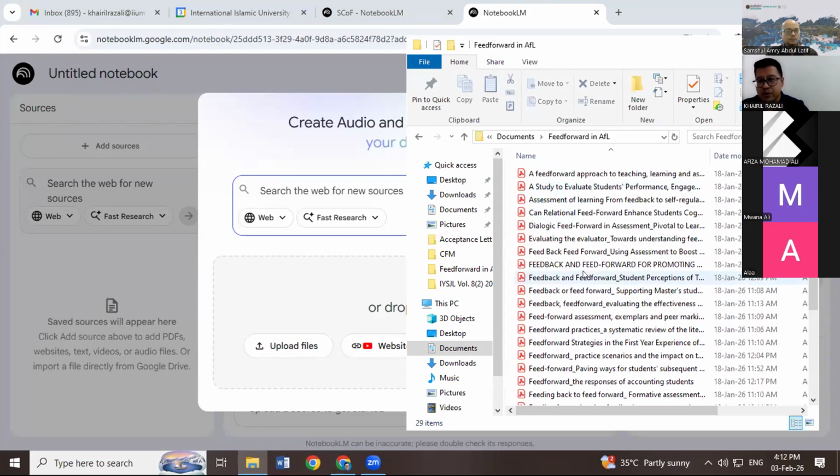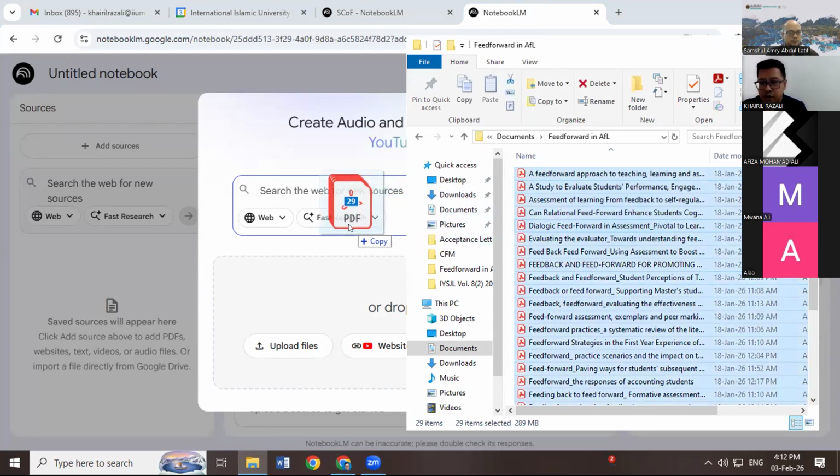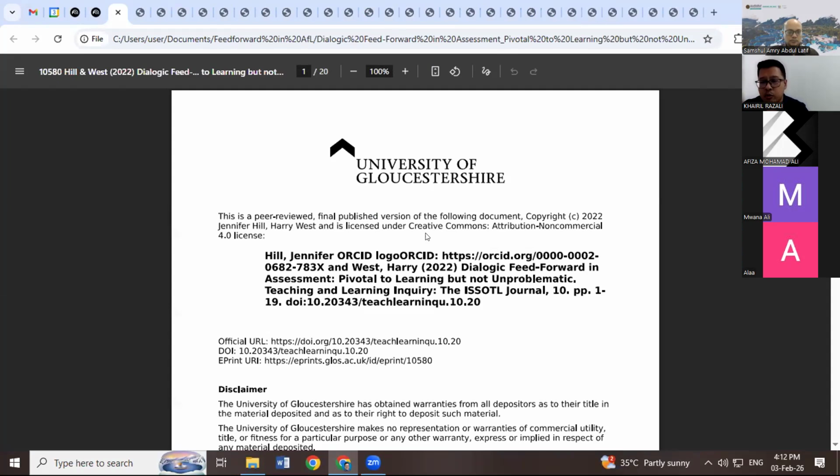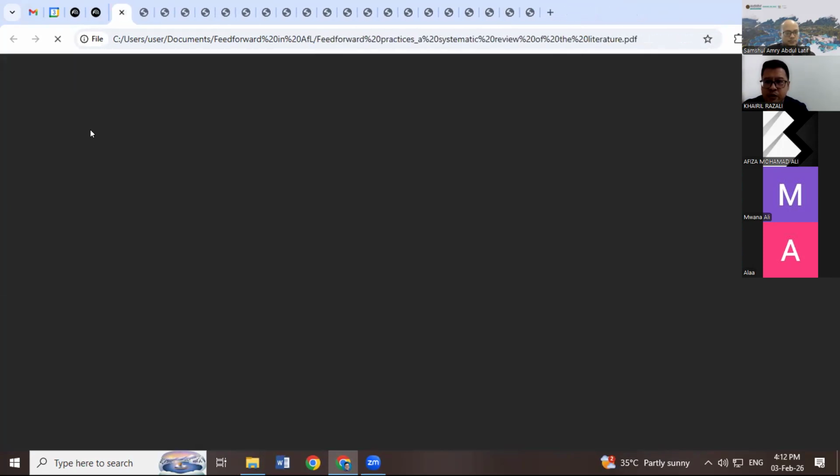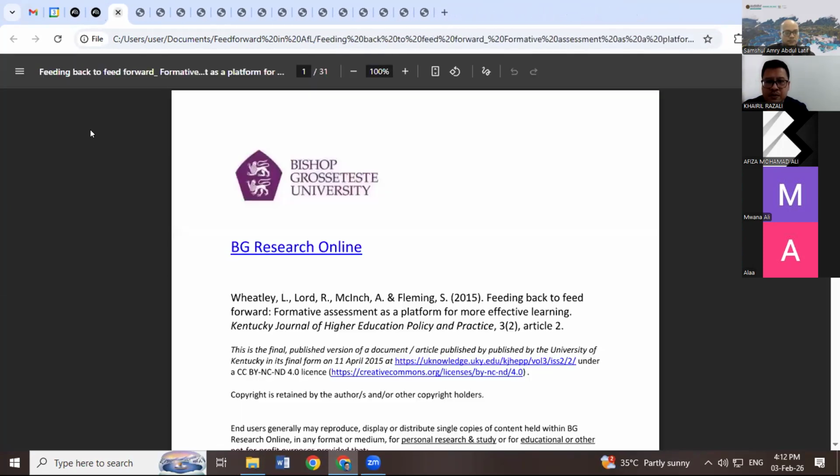For the purpose of today's workshop, I'm going to make use of these papers. You take all of it, bring it over, and put it into this. They will upload all of it. I think I got it wrong. Wait, I have to close everything first.